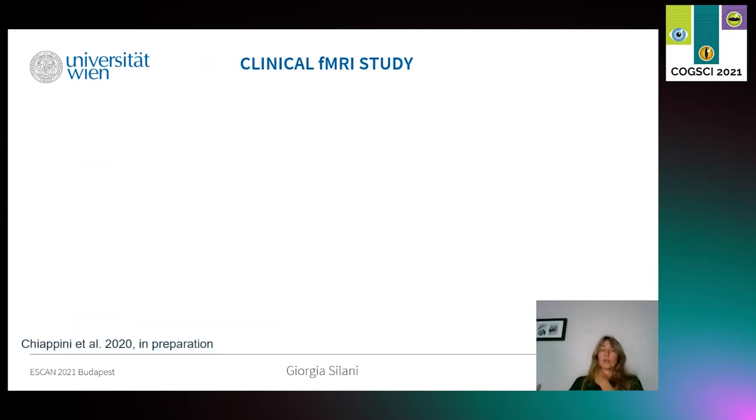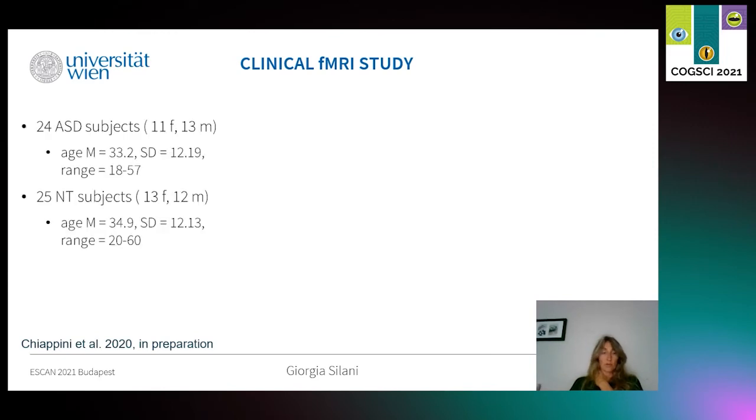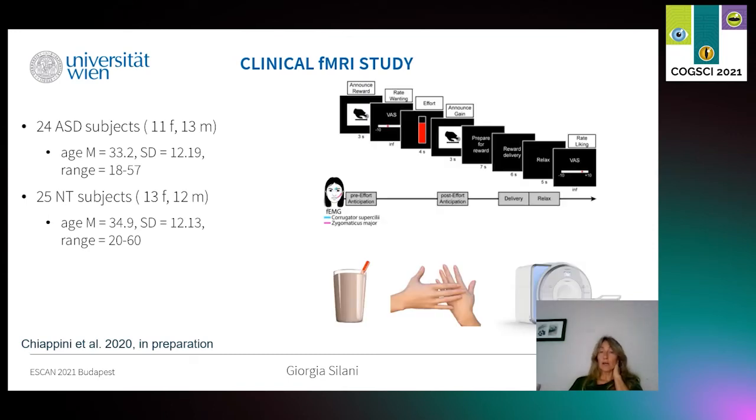So now let's move to the clinical fMRI study. In this case, we investigate a neurodiverse population and we ask a similar question: whether the wanting and liking of rewards is differently impaired or processed, and whether this is stronger for rewards of a social nature, as the social motivation theory would suggest. In order to do that, we enrolled 24 autistic participants and 25 neurotypical participants, and we used the paradigm that I described before, this time in the scanner.